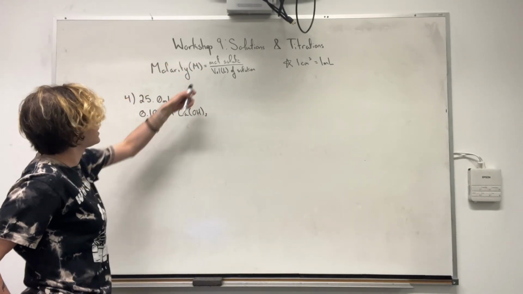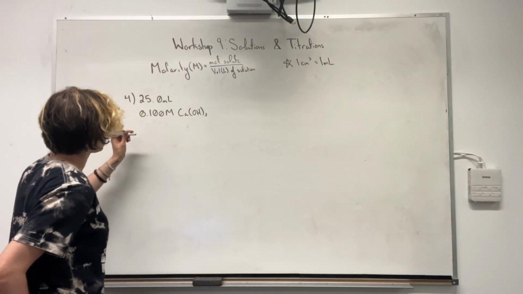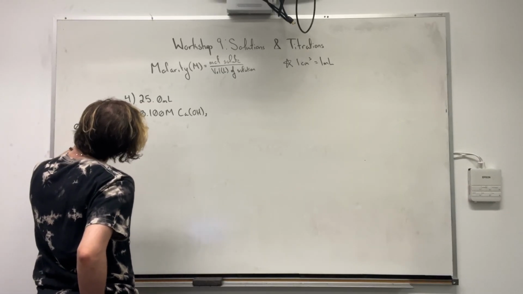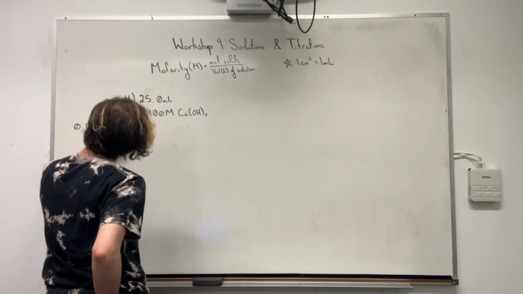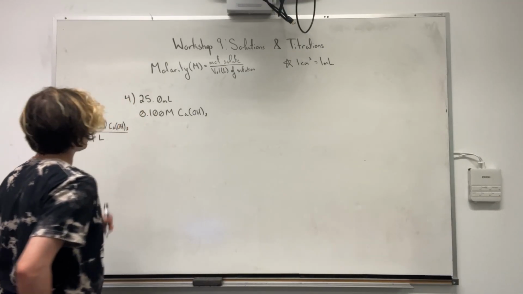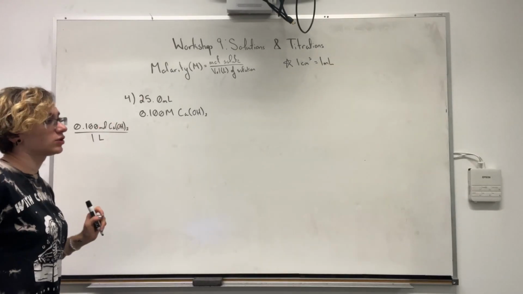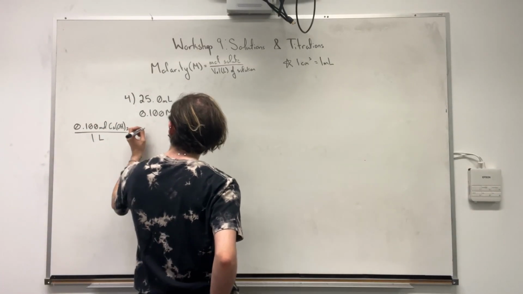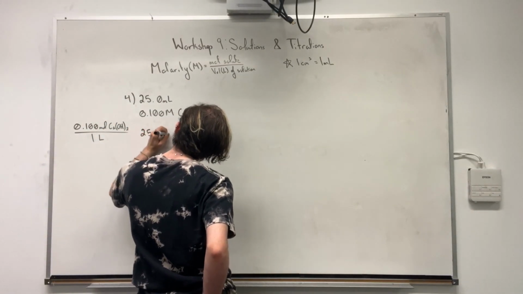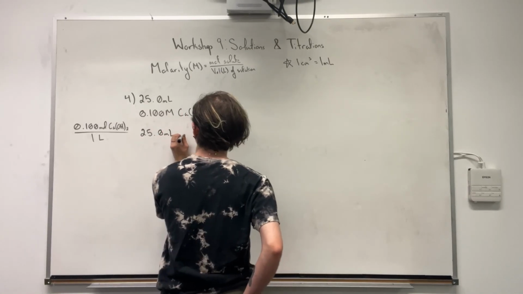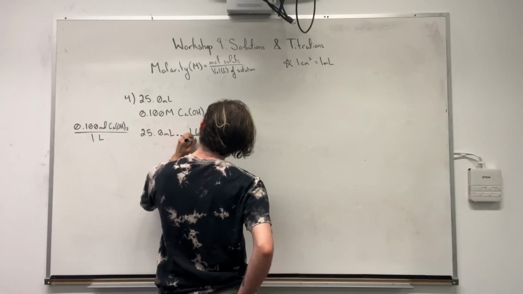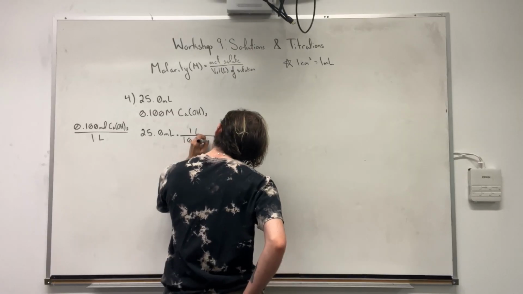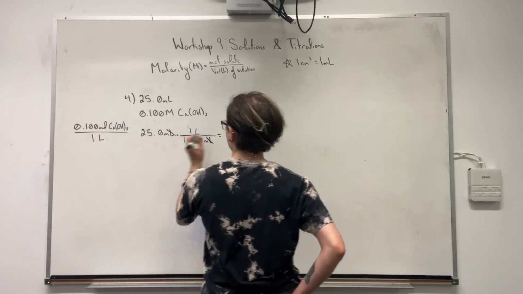But like we said before, molarity is moles over volume. We can rewrite this as 0.100 moles of calcium hydroxide for every 1 liter of solution. This will always hold true, and so whatever volume we switch to, or however many moles we switch to, we can use this as a conversion factor. And so we have 25 milliliters. Of course, since our unit here is liters, we need to convert this first.